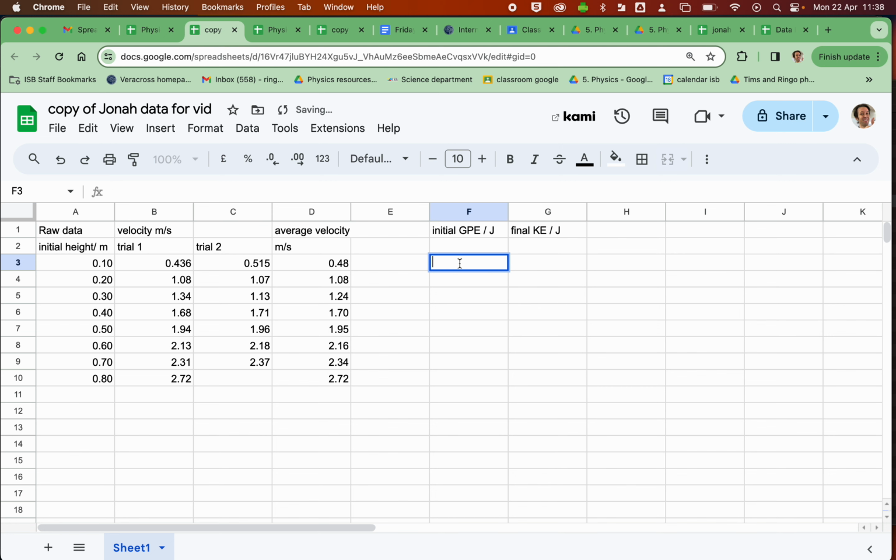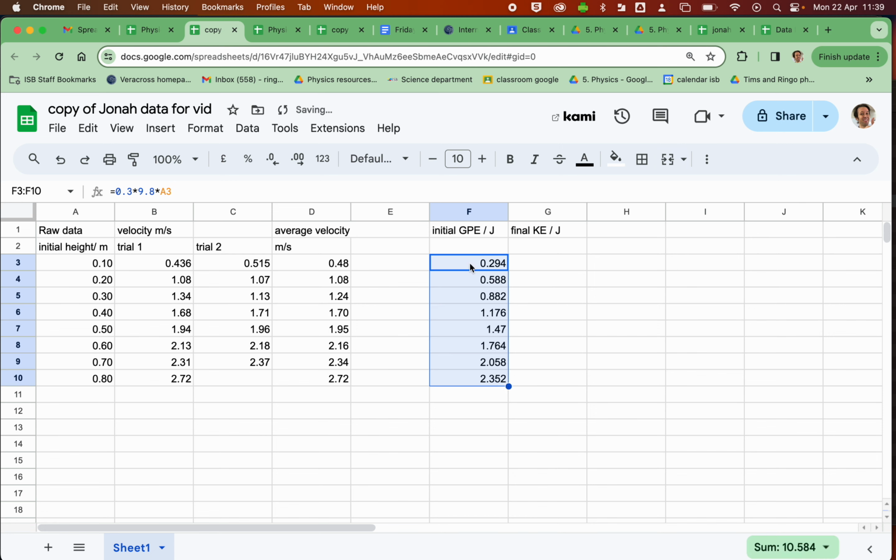I'm going to use an equation for each of these. I'm going to hit equals. GPE is mgh: mass times gravity times height. My mass was 0.3 kilograms. Asterisk is my times. You could use 10, but I think we can use 9.8 for this one. So 9.8, the gravitational constant, times the height. That's why I changed this to meters over here, so that I can just click on that cell and hit return. And I will then fill down.